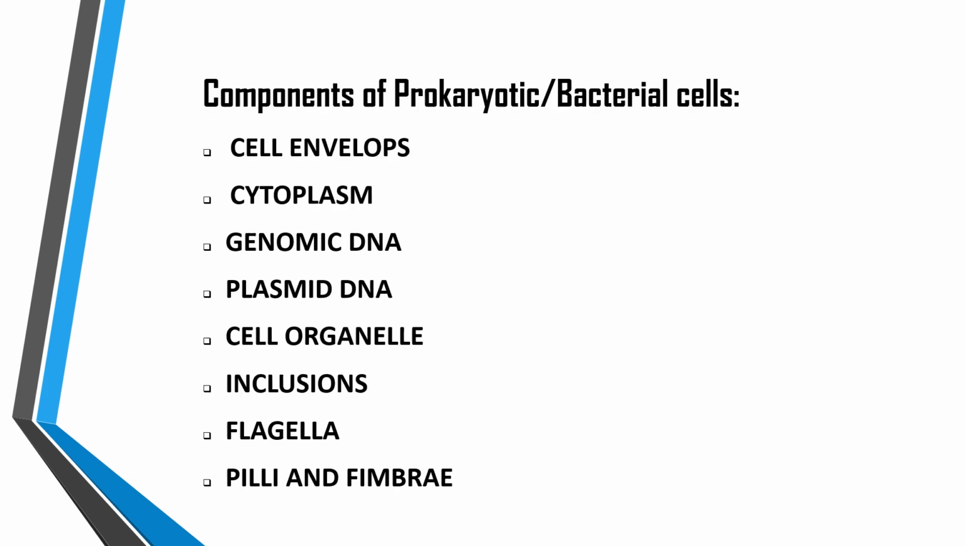With this, students, we are going to end our today's lecture. In this lecture, we have discussed first two components of prokaryotic cell, that is cell envelopes and cytoplasm. The most important one was cell envelopes, in which we have seen that cell envelopes contain a three-layered structure. The outermost is glycocalyx, the middle one is cell wall, and the innermost is cell membrane.